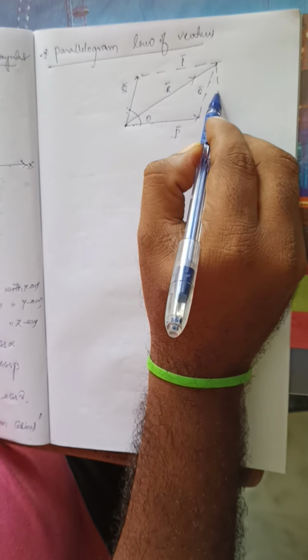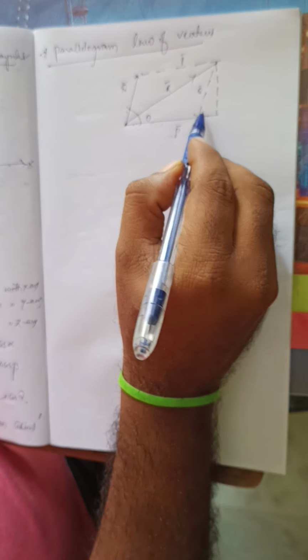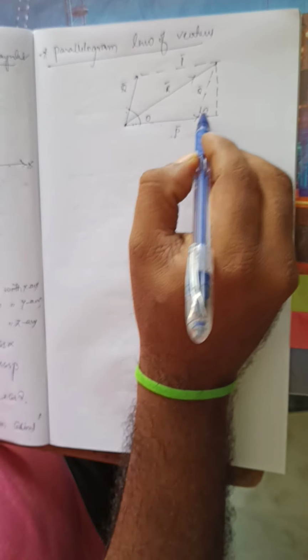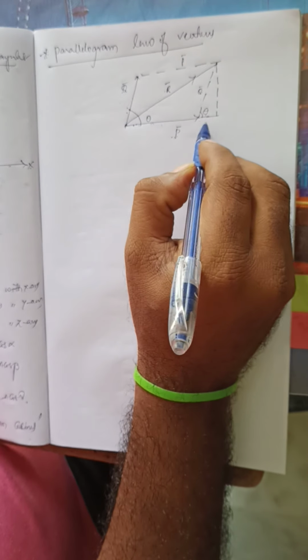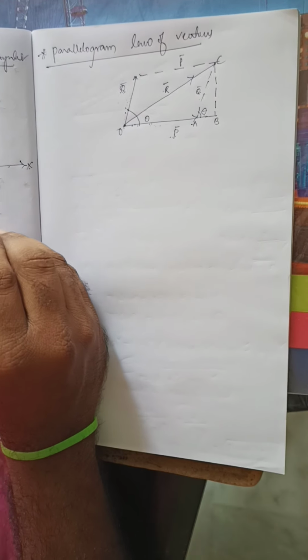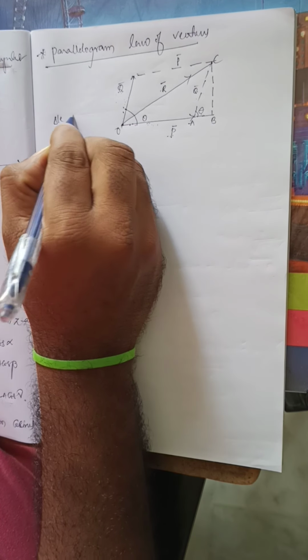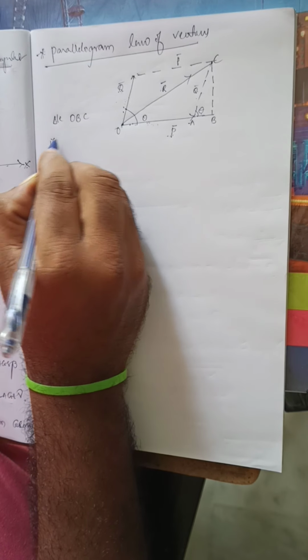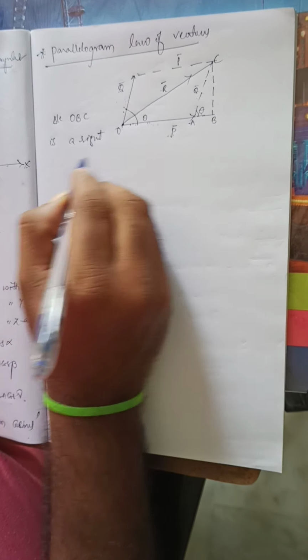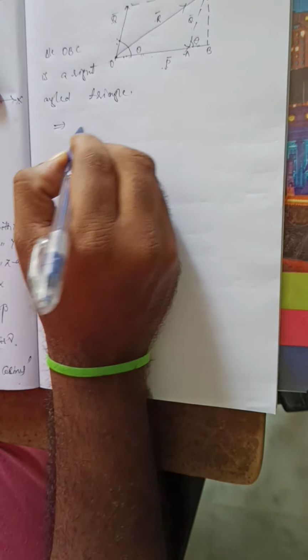Now draw a perpendicular onto this line. Here both are parallel, that's why this angle is also equal to theta. So here it will be P, it will be Q. Now O, A, B, C. If you observe this, triangle OBC is a right angle triangle. So in this we can write from Pythagoras theorem.